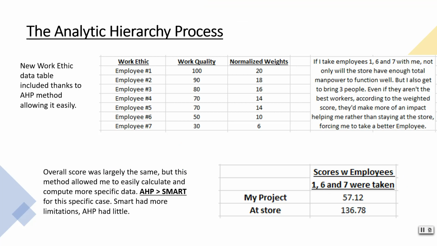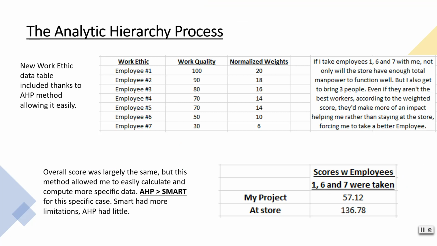And I basically came to the conclusion that if I take employees 1, 6, and 7 with me, not only will the store have enough manpower to function well, but I also get to bring all 3 people. Even if they are not the best workers, according to the weighted score, they'd make more of an impact helping me rather than staying at the store, forcing me to take a better employee.